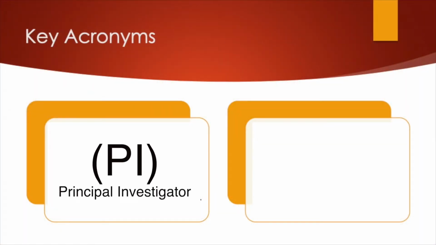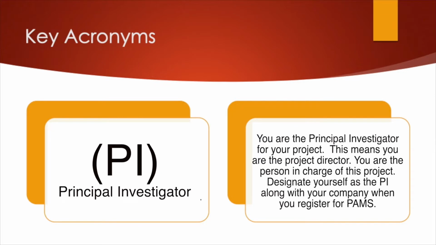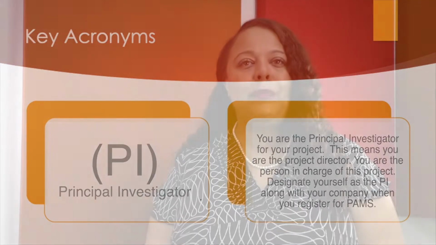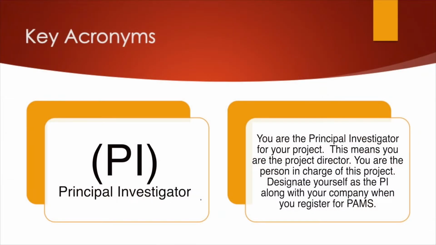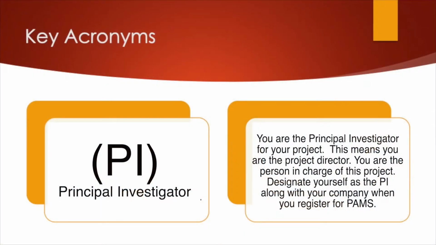The next acronym is PI. PI stands for Principal Investigator. For all intended purposes, you may be your principal investigator for your project. In some instances, you may not be. And if you are not, then you would simply list whoever is the principal investigator for the project. So, principal investigator means that they are the project director. The principal investigator is in charge of the project. So, if you are the principal investigator, you can designate yourself along with your small business in PAMS.